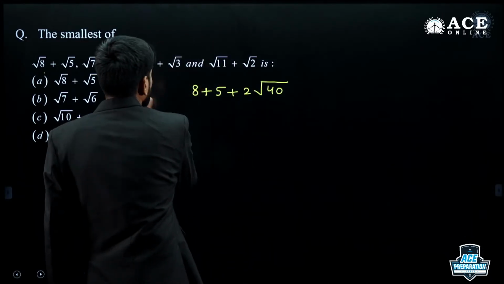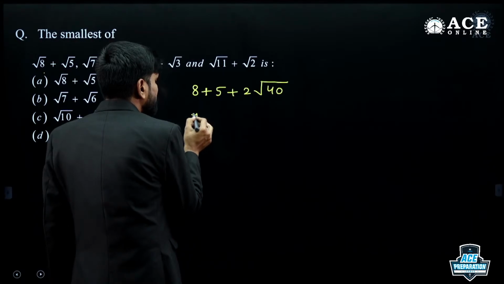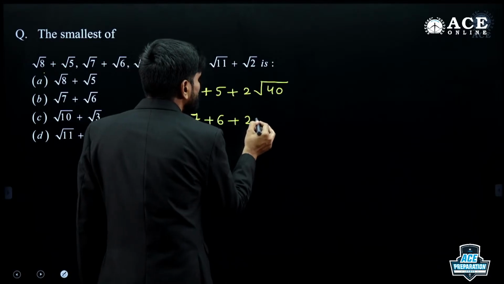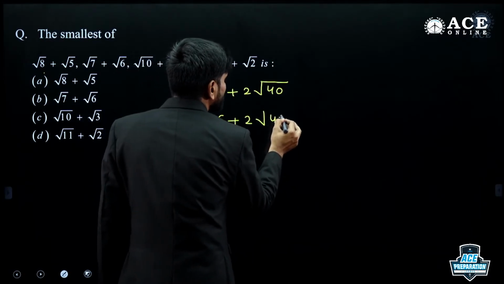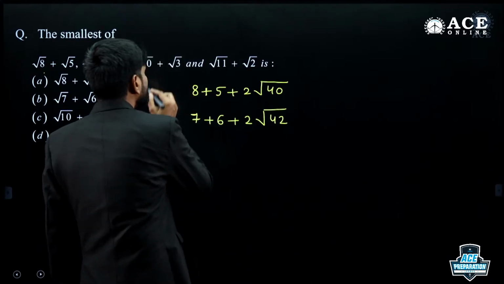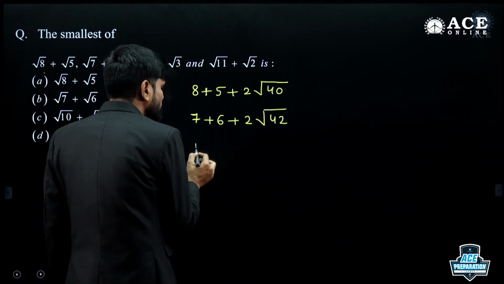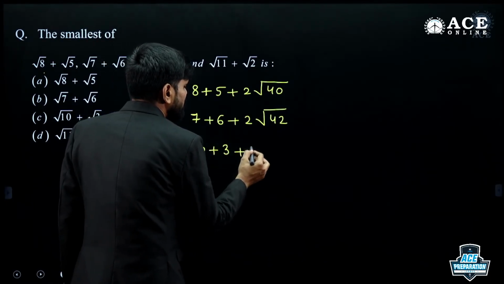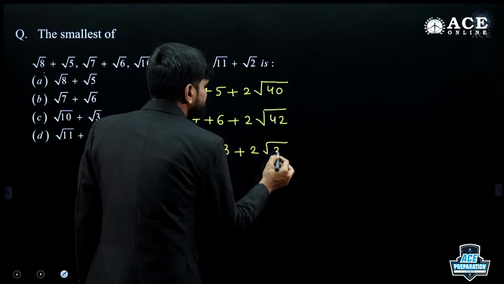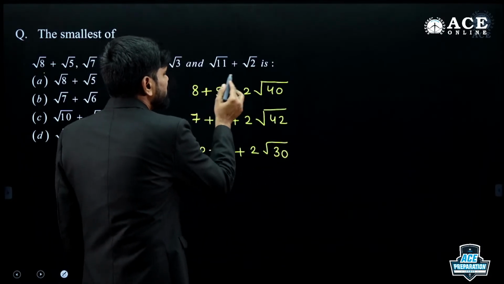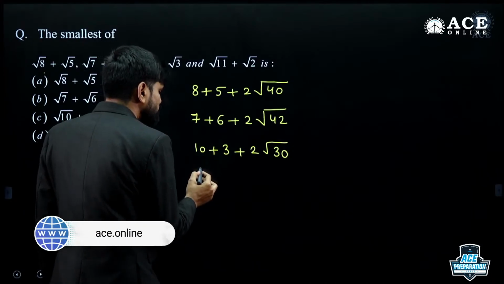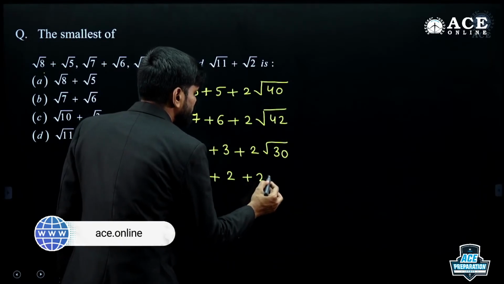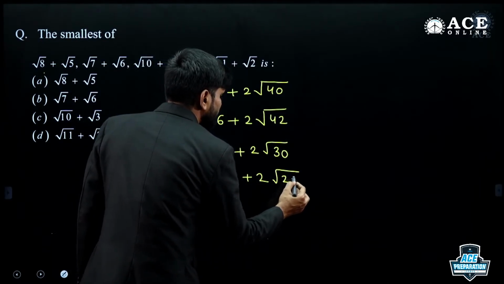Similarly, second one, if you are squaring, root 7 square it will be 7, root 6 square it will be 6, plus 2AB, 2 into square root of 7 into 6, it will give you 42. Similarly, third one, root 10 square it will be 10, root 3 square it will be 3, plus 2AB, that is 2 into root 30. Next, root 11 plus root 2. Root 11 whole square it will be 11, root 2 whole square it will be 2, plus 2AB, that is 2 into root 11 into root 2, that will be root 22.